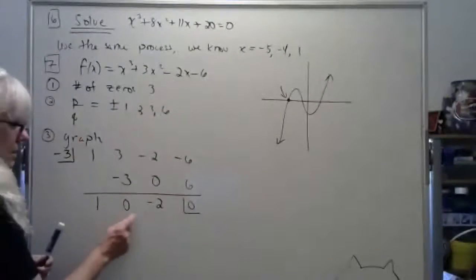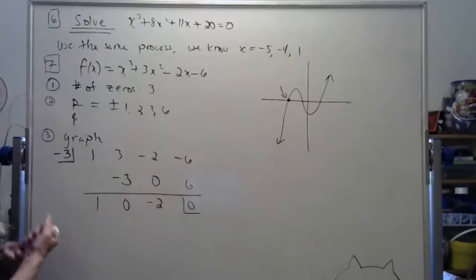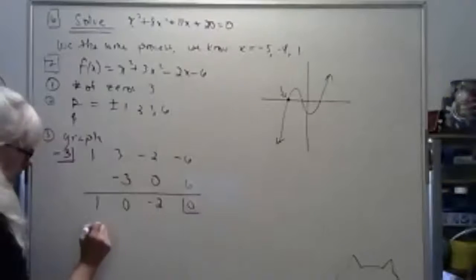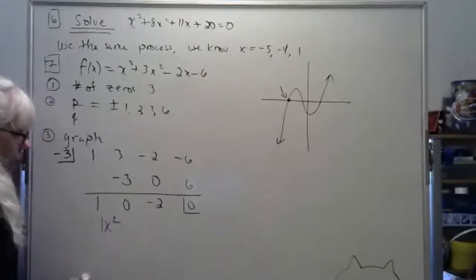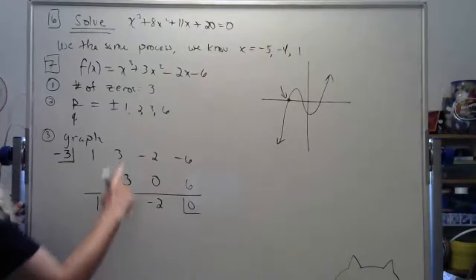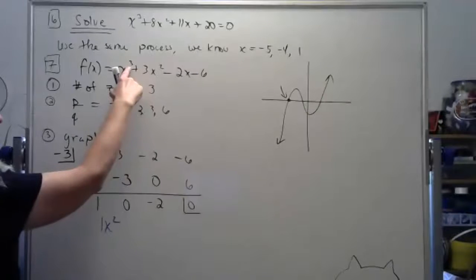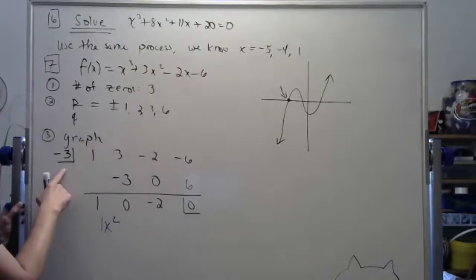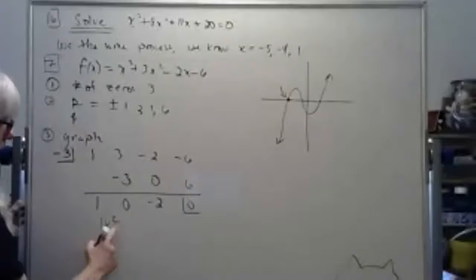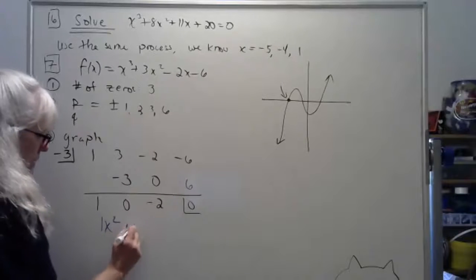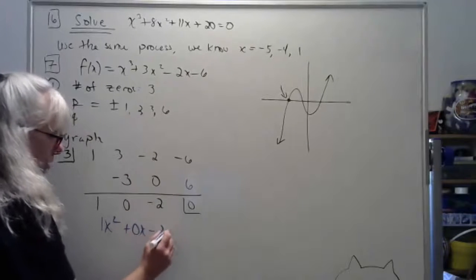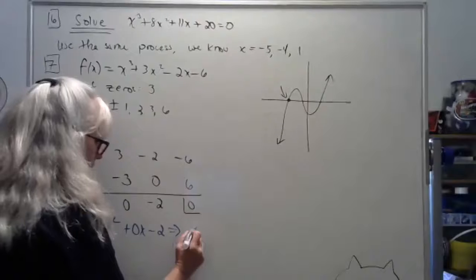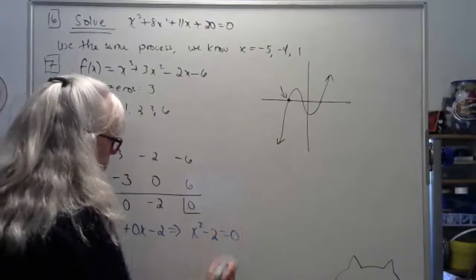So what is this 1, this 0, and the -2? If I put the x's back on them, we're going to get what? That's a 1x squared. And again, that's coming from the fact that we started with a cubic, a third degree. You knock off 1x, you get an x squared. Now we have 0 x's, and then -2. Okay, that's the same thing as x squared minus 2, which we're going to set equal to 0.